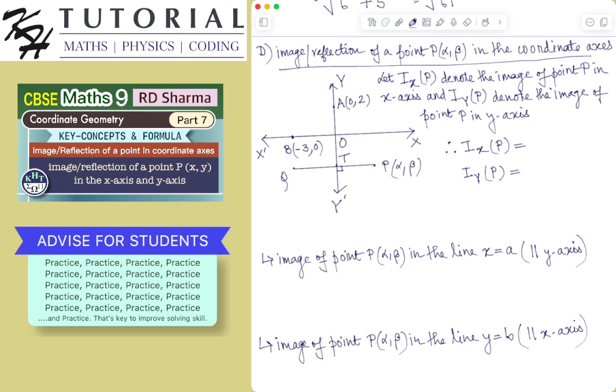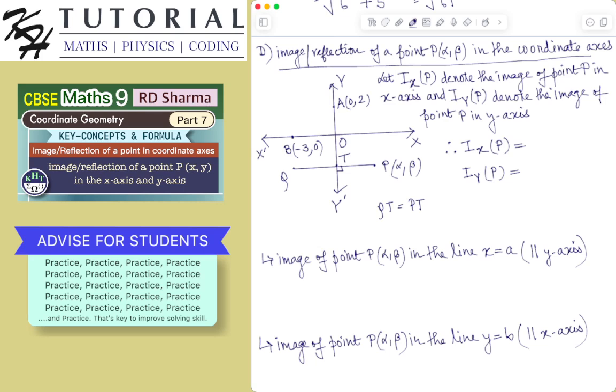So if Q is the image, PQ is drawn perpendicular to the y-axis, and Q is such that QT is equal to PT, which means the distance of the point P from the y-axis is equal to the distance of the point Q from the y-axis, then Q will be the image of the point P in the y-axis. Also, P will be the image of the point Q in the y-axis. So if P is the image of Q in the y-axis, then Q will also be the image of P in the y-axis.